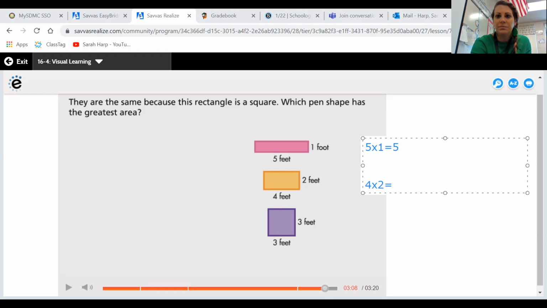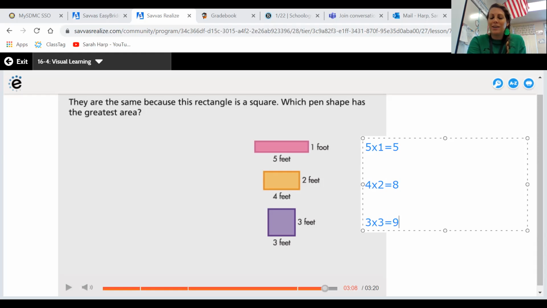what? 8. And then for our last one, what two numbers are we going to multiply to find the area? 3 times 3, which equals what? 9. So which pen has the greatest area, the pink, the orange, or the purple? The purple, right? Because it is 9 feet. The inside is 9 feet.